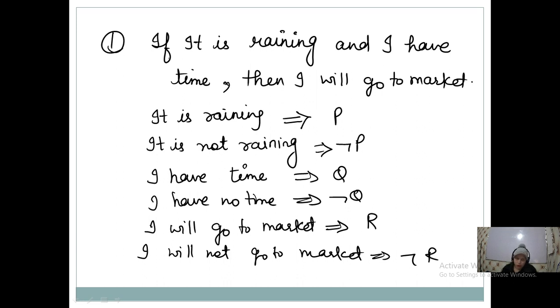Now you have to read the statement. The statement says: if it is raining, that means P, and I have time, which is represented by Q, then I will go to market, which is represented by R. For then we use the implies symbol. This symbol represents then.